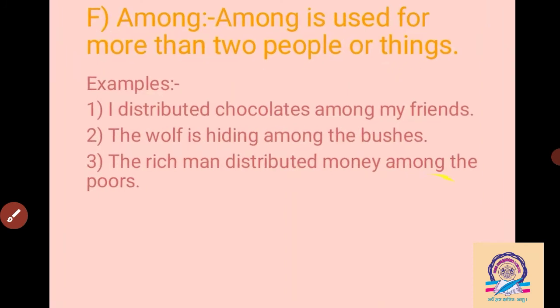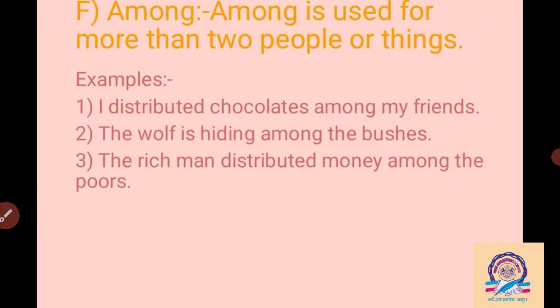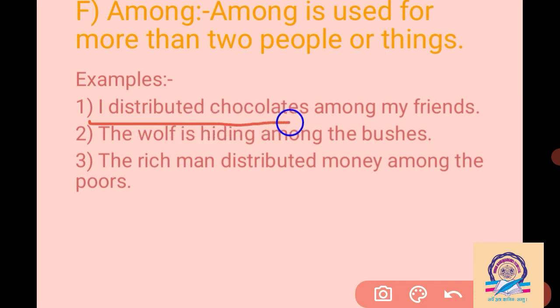Then among. Among means more than two people. If we want to talk about more than two people, at that time we have to use among. I distributed chocolate among my friends. So here there are more friends. Here I am not talking about only two friends. If more than two are there, at that time we have to use among.